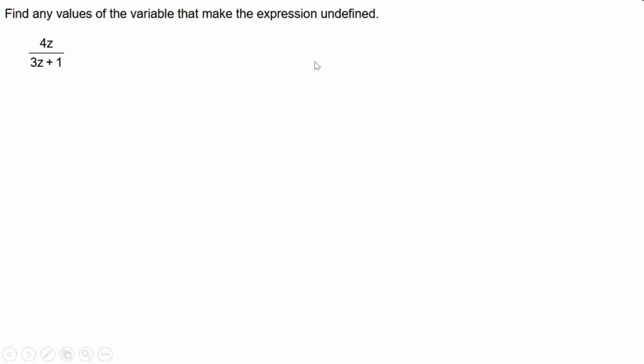All right, so here we're supposed to find any values of the variable that make the expression undefined. Well, if you watch the first video, you know that whenever the denominator equals 0, it's undefined. So we're going to say 3z plus 1 equals 0. Figure out what z equals, so minus 1, minus 1. 3z equals negative 1. Divide by 3. And so z equals negative 1/3. That's going to make the expression undefined.